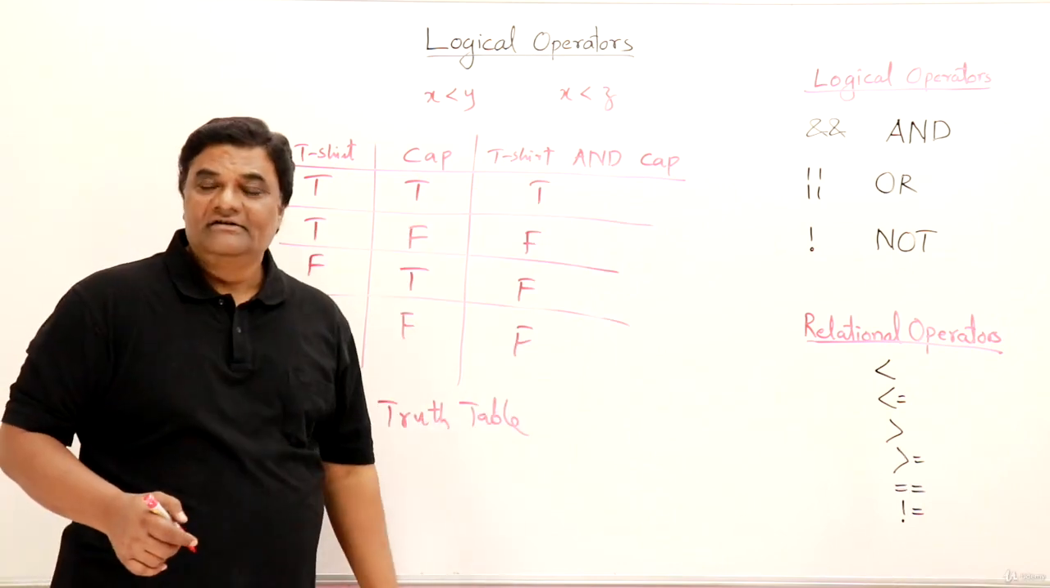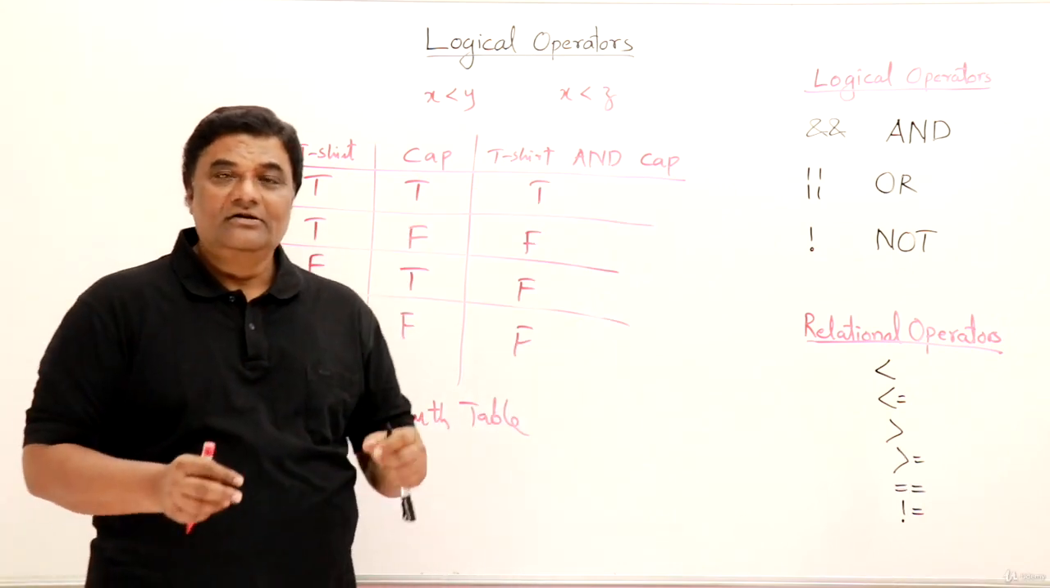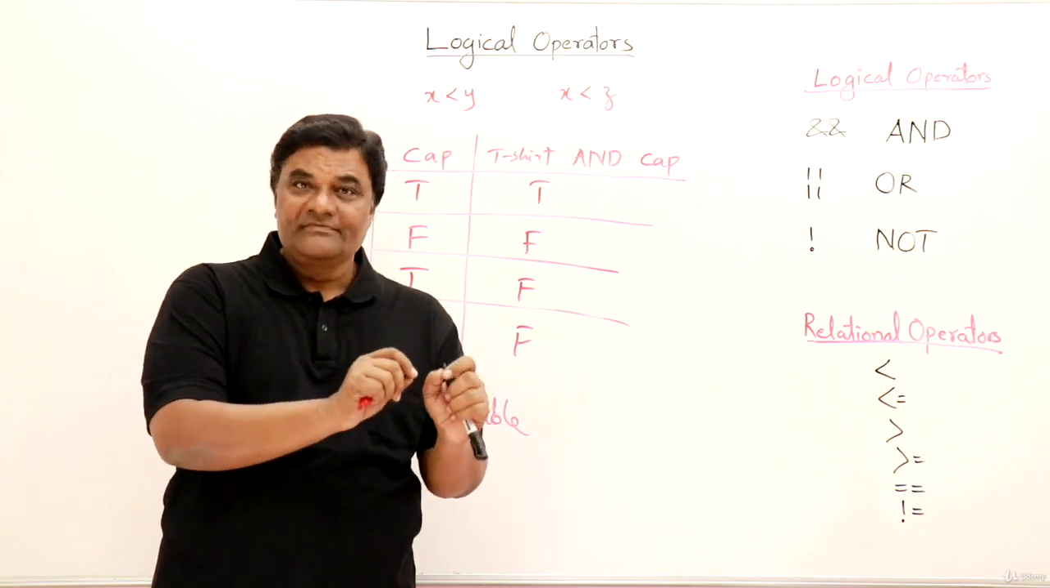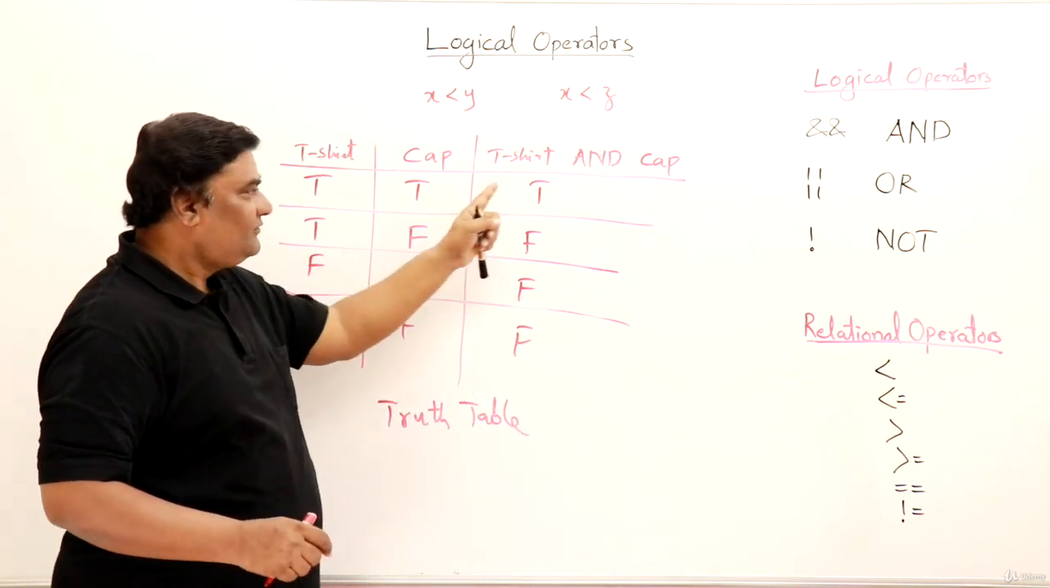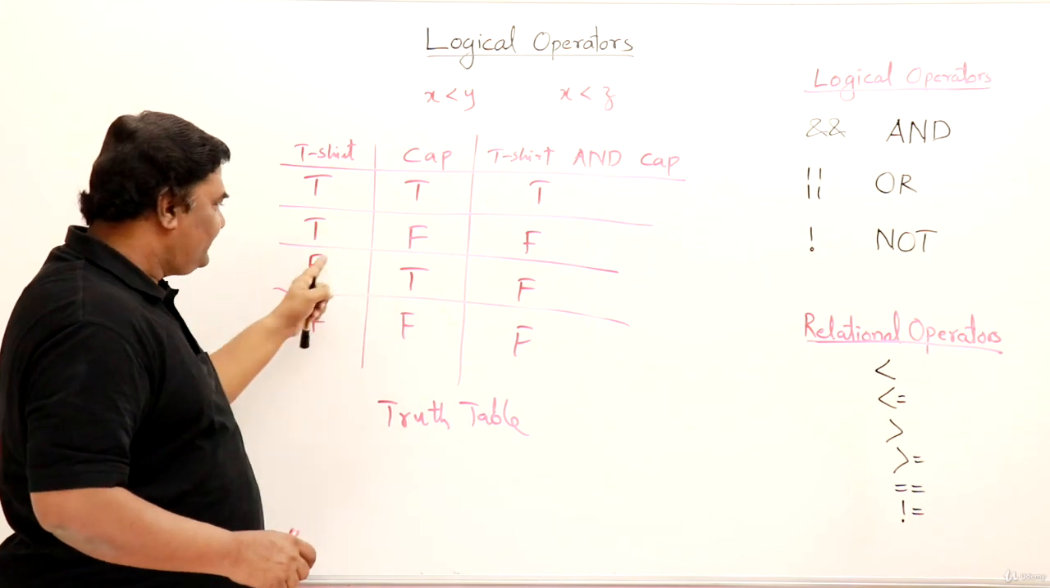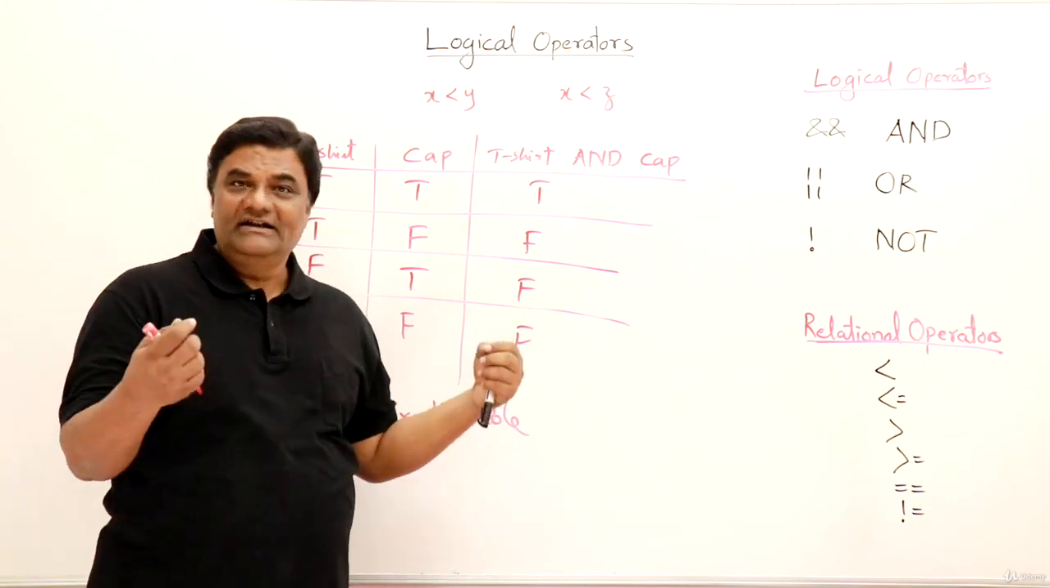This is the truth table for and. So now we can understand when and will be true. If both the statements are true, then only it will be true. If any one statement is false, then the result of and is false.